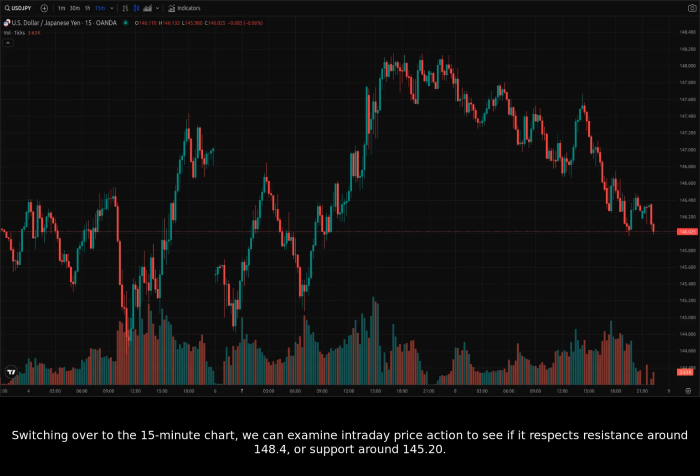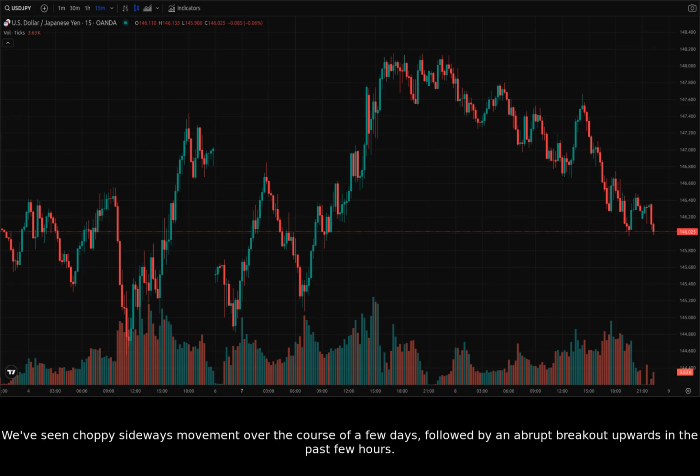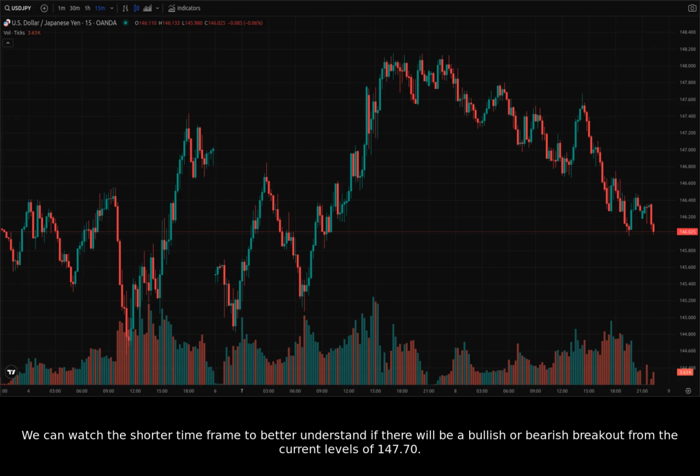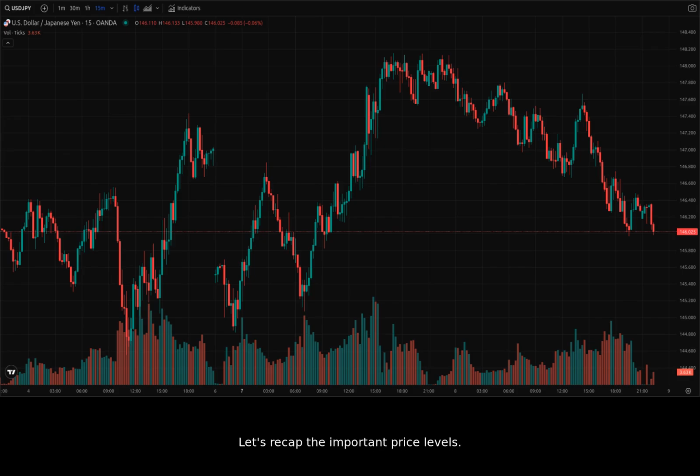Switching over to the 15-minute chart, we can examine intraday price action to see if it respects resistance around 148.4 or support around 145.20. We've seen choppy sideways movement over the course of a few days, followed by an abrupt breakout upwards in the past few hours. The key is to watch for confirmation of a breakout or breakdown. We can watch the shorter time frame to better understand if there will be a bullish or bearish breakout from the current levels of 147.70.